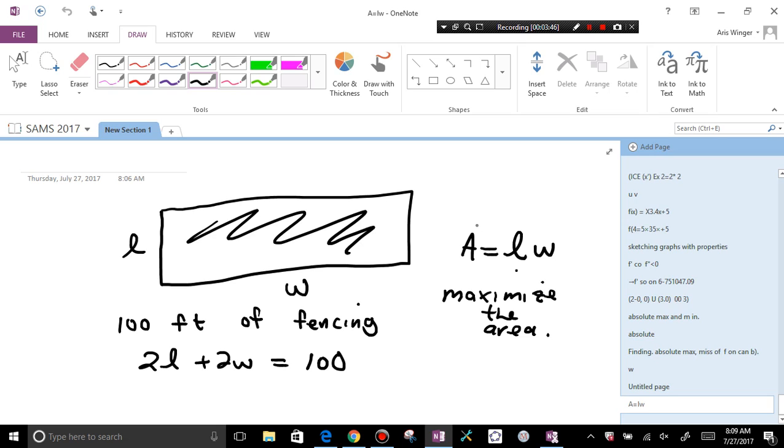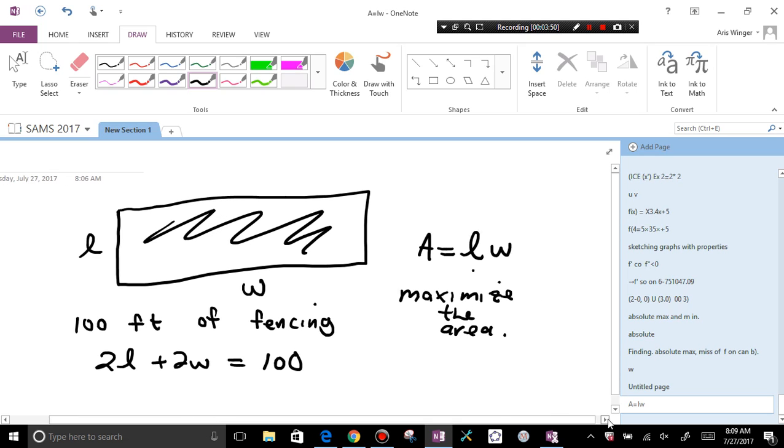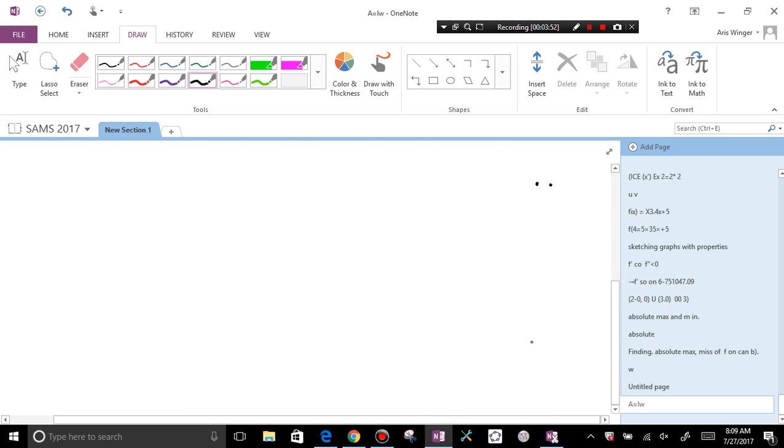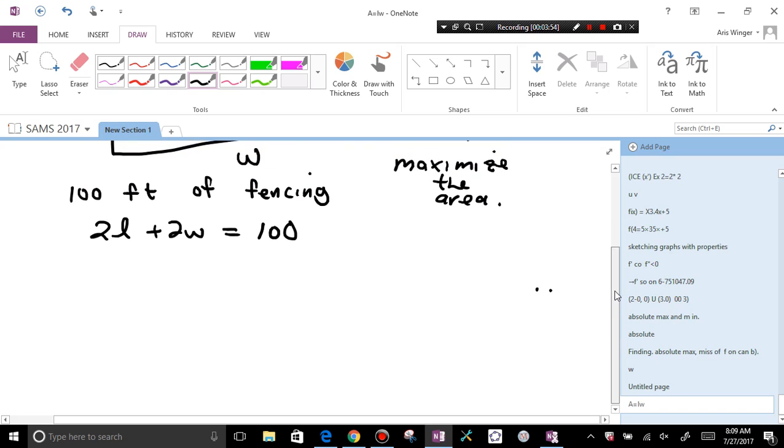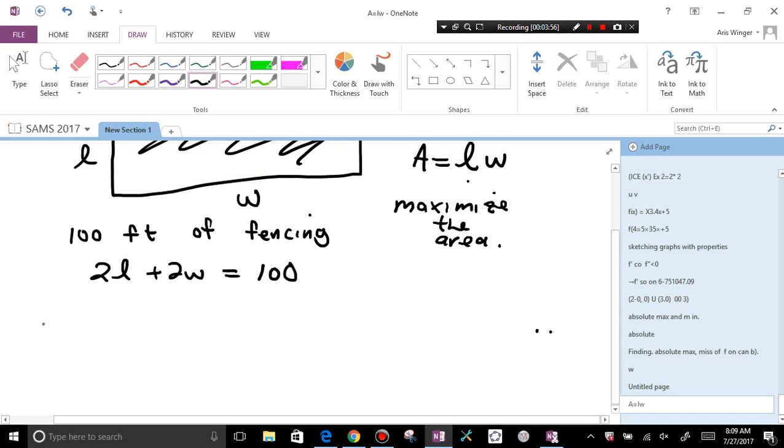What we want to do is maximize A, and so we want to write A as a function of one letter. Right, so we want to write A as a function of, pick a letter. L or W. W, okay. Thank you, brother. It's a function of W.